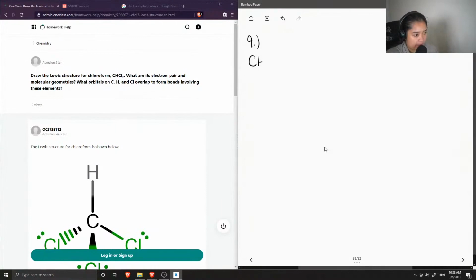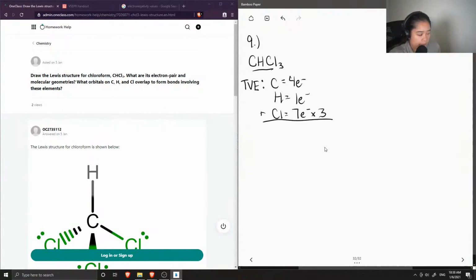So we have chloroform, CHCl₃. First we need to write its Lewis structure, so let's find the total valence electrons in this molecule. Carbon has 4, hydrogen has 1, and a chlorine atom has 7, and there are 3 of them. So we multiply 7 by 3, and we get a total of 26 valence electrons in the molecule.